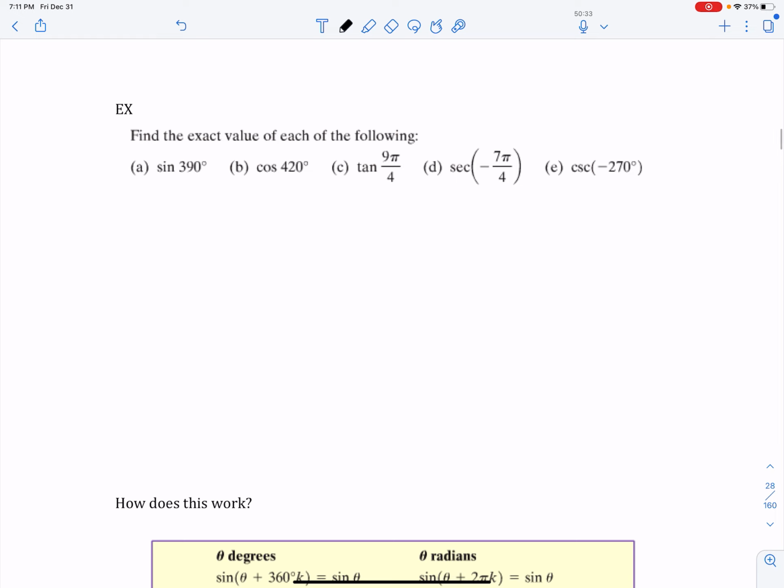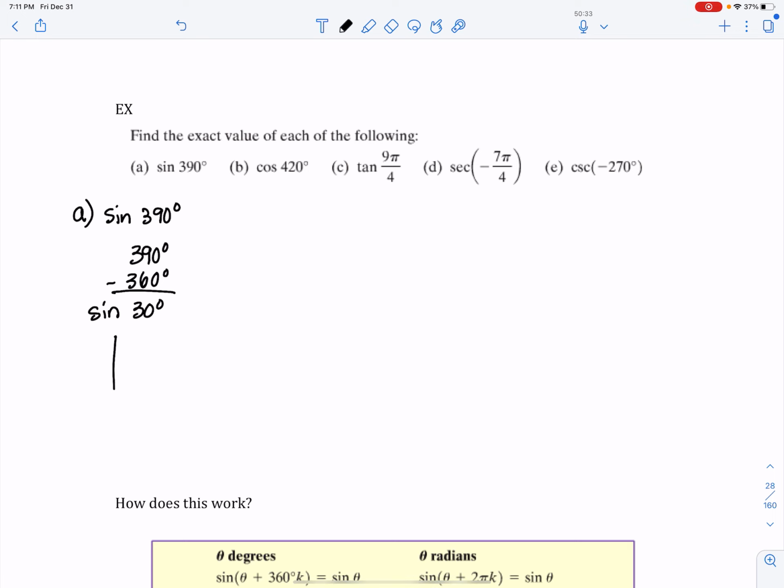So, if we look at this, it says find the exact value of each of the following. If we look at part A, they're asking us to find sine of 390 degrees. Well, we don't know that, but we do know that 390 is bigger than 360. So what you can do first is take 390 and subtract one rotation from it, which is 360 degrees, and I come up with 30 degrees. So what they're actually asking you to do is find sine of 30 degrees, because sine of 30 degrees is coterminal with sine of 390 degrees.